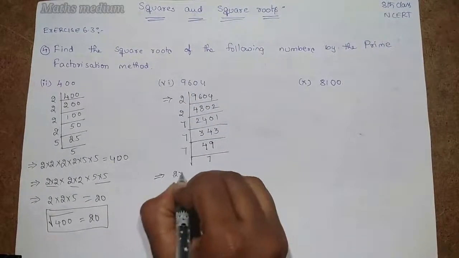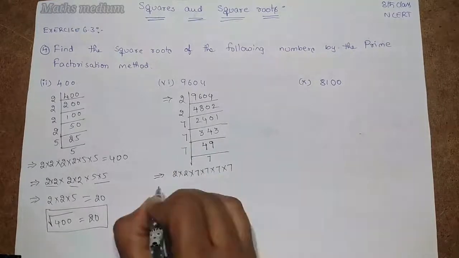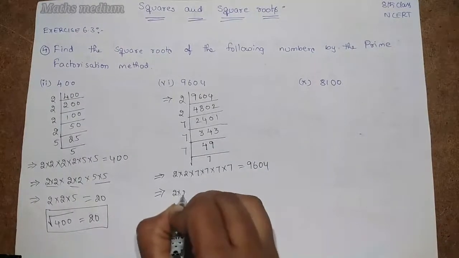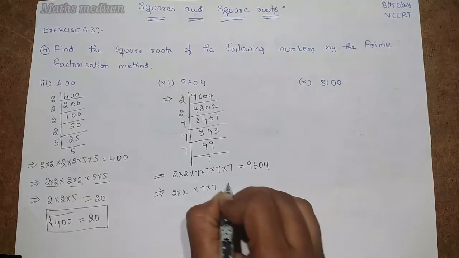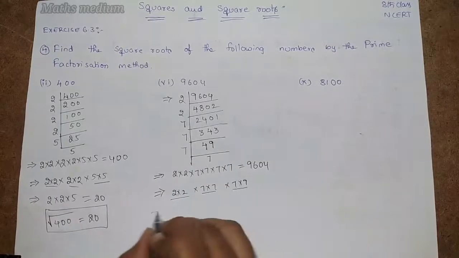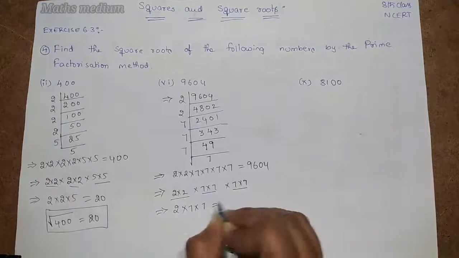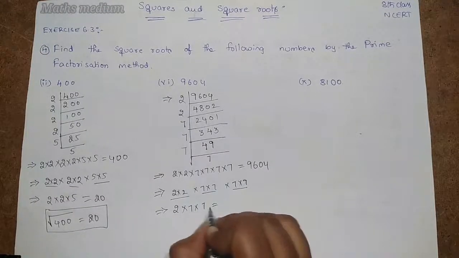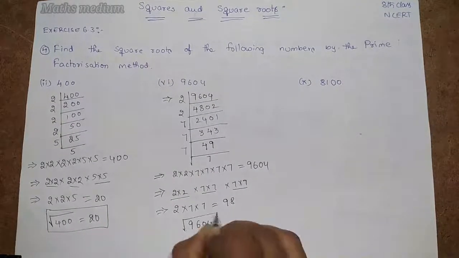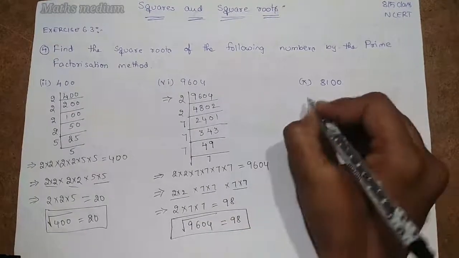So write 2 into 2 into 7 into 7 into 7 into 7. Now make them as pairs. 2 into 2, 7 into 7, 7 into 7. I am making gaps for the understanding purpose for pairing. Now take only one number from each pair. So 2 into 7 into 7. 2 sevens are 14, 14 sevens are 98. So 98 is the square root of the given number 9604. This is the answer.